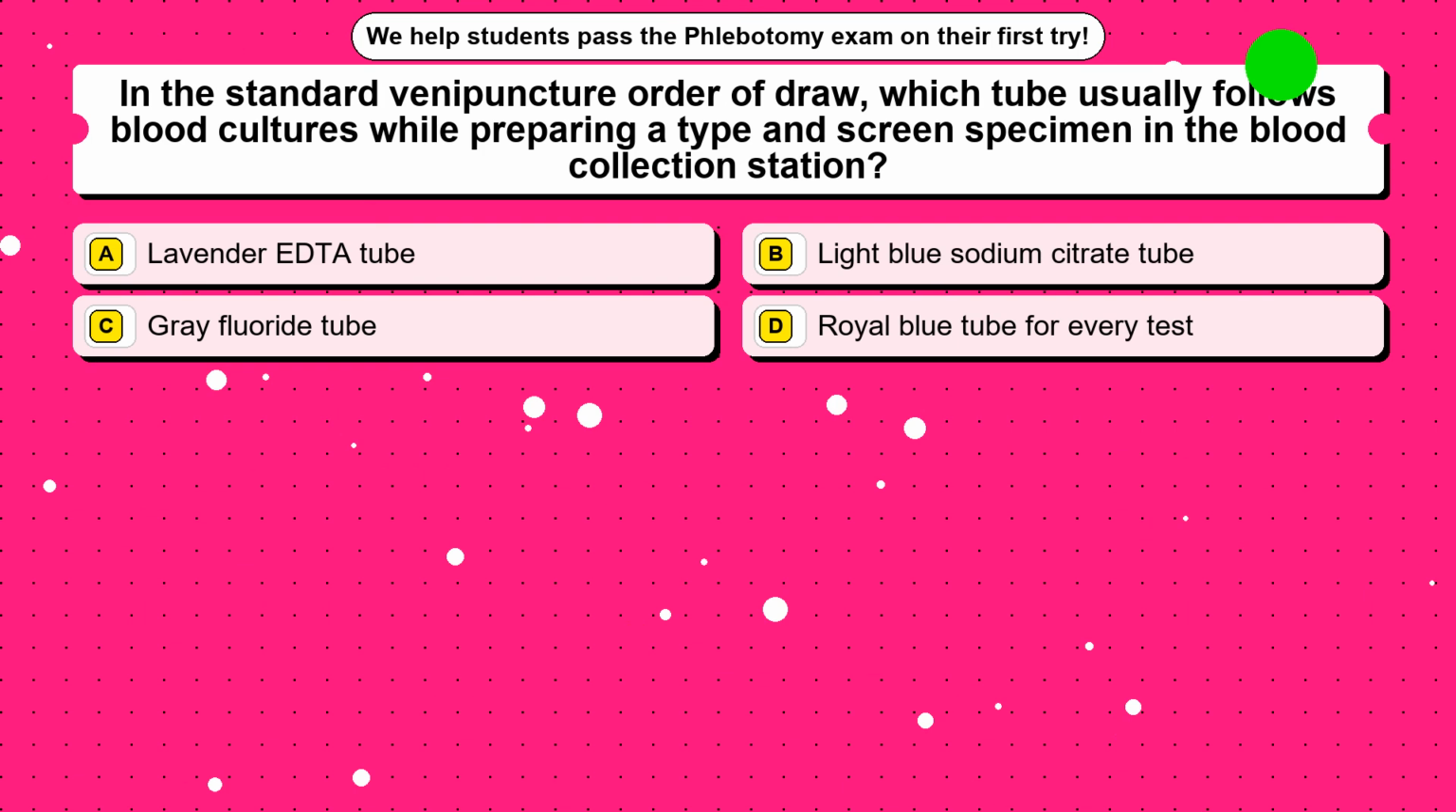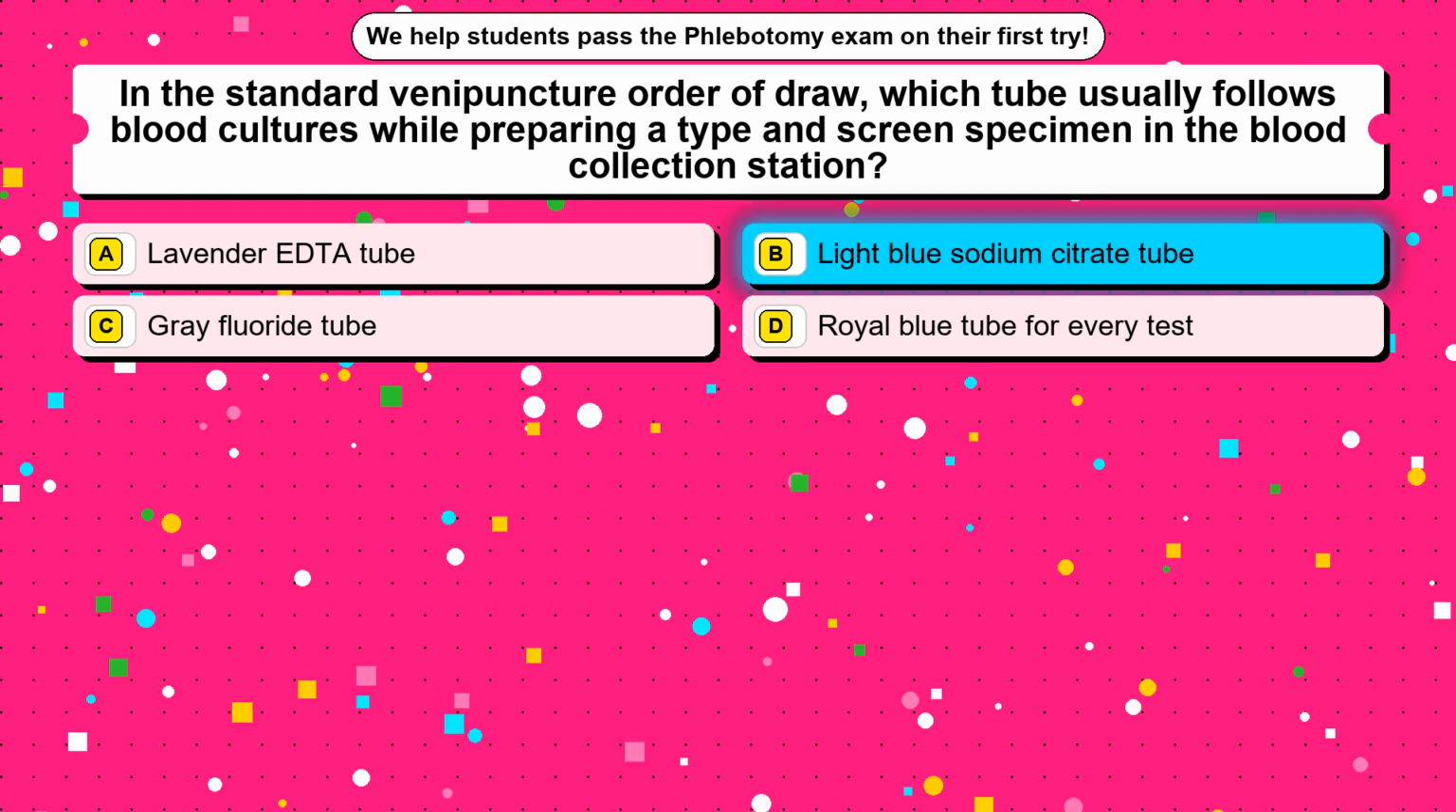Question 21. In the standard venipuncture order of draw, which tube usually follows blood cultures while preparing a type and screen specimen in the blood collection station? Option A. Lavender EDTA tube. Option B. Light blue sodium citrate tube. Option C. Gray fluoride tube. Option D. Royal blue tube for every test.